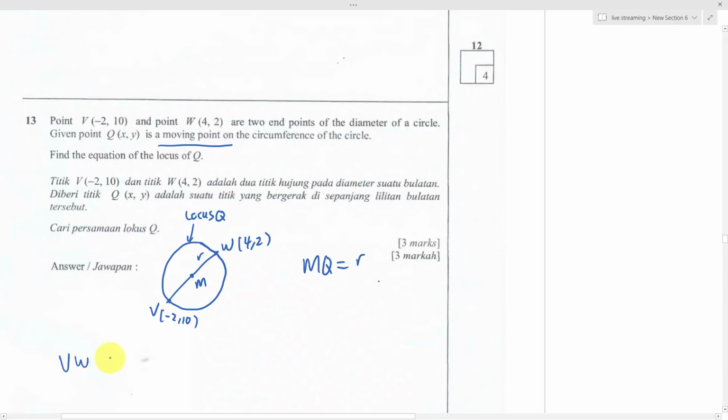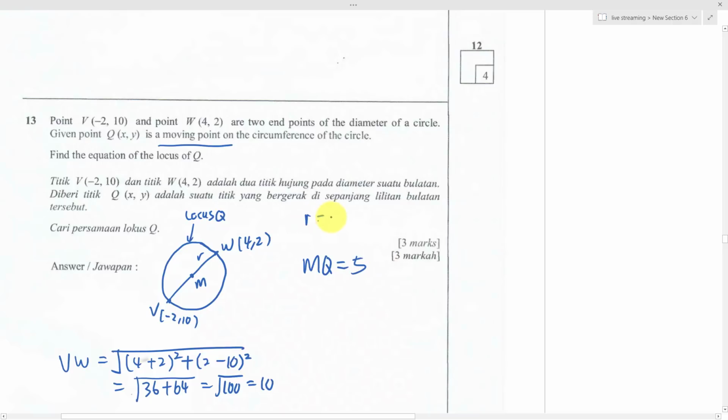So I'll find the distance first. For distance, I just use the distance formula: square root of (x minus x) squared plus (y minus y) squared. This is basically square root of 36 plus 64, which is square root of 100, which is 10. So if the distance is 10, then my radius will be 5. How to get R is just 10 over 2. You get 5.